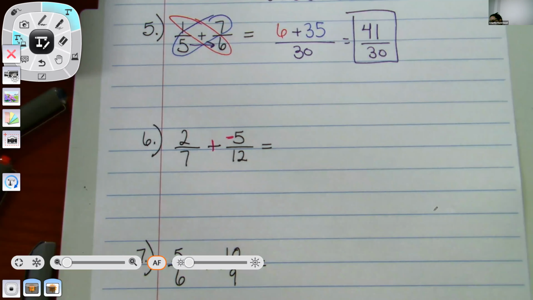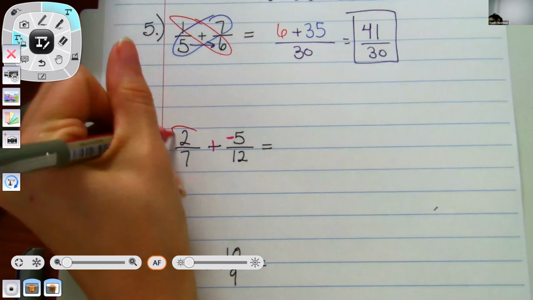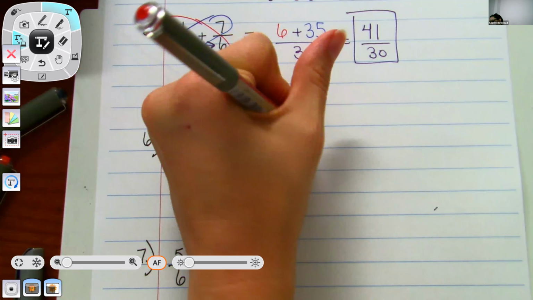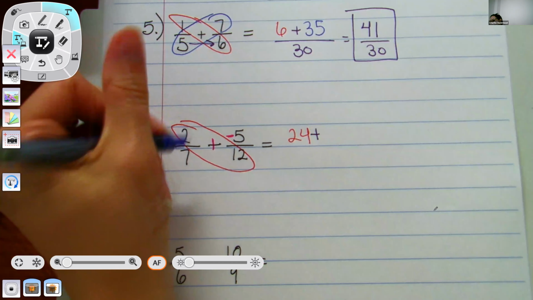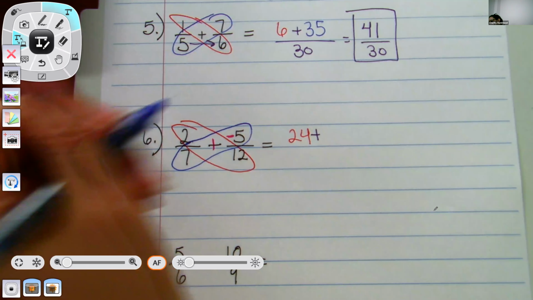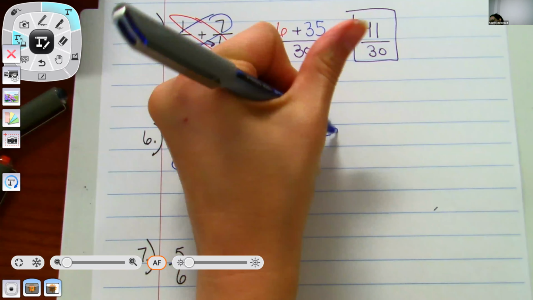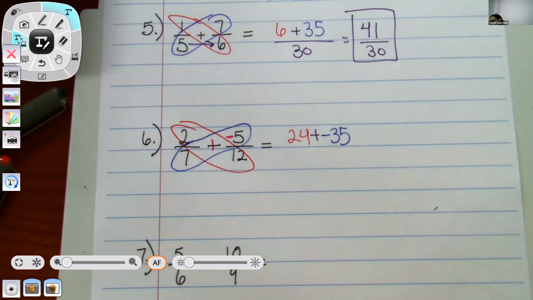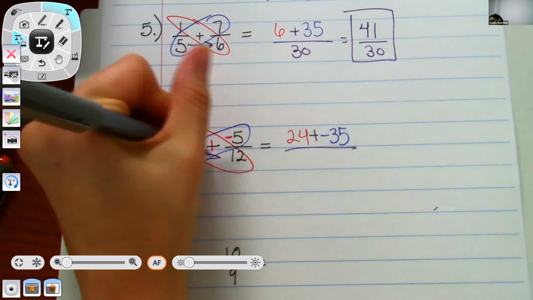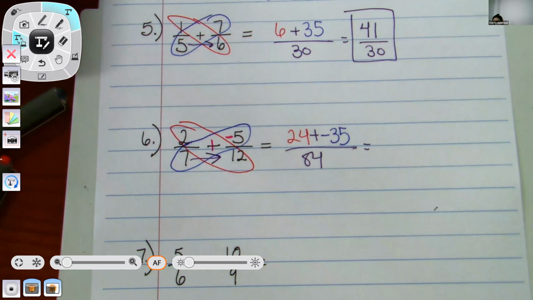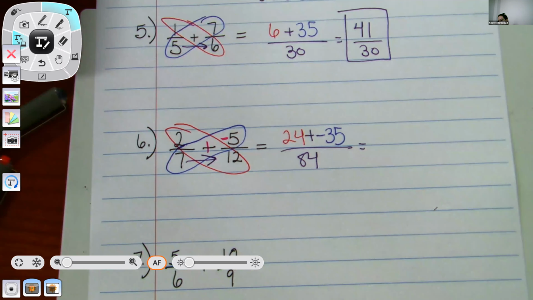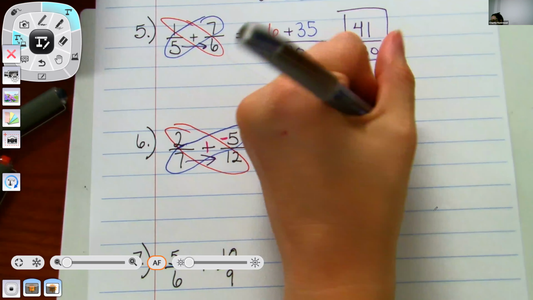All right, so 2 times 12 is 24 plus 5, or negative 5 times 7 will be negative 35, over 7 times 12 is 84. Okay, so on the top, it's basically the same thing as 24 minus 35. It's going to be negative 11 over 84.